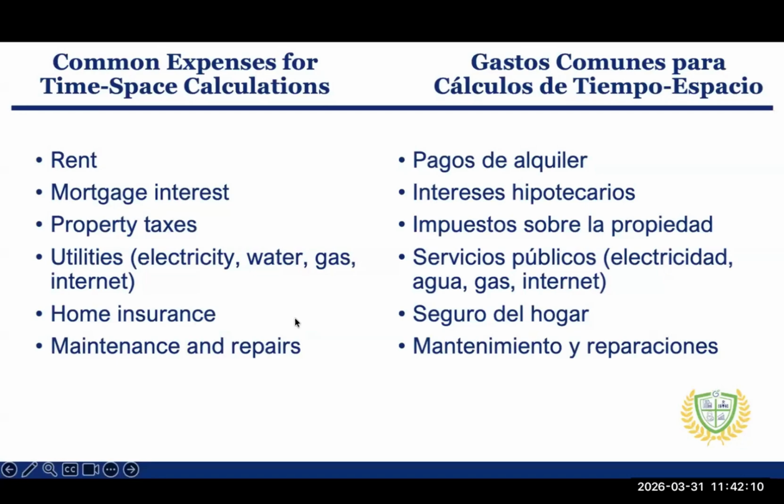For example, if your time space percentage is 30%, you could attribute 30% of your rent payment to your business. And this is very important because it can lead to significant tax savings, short term and over time as well.